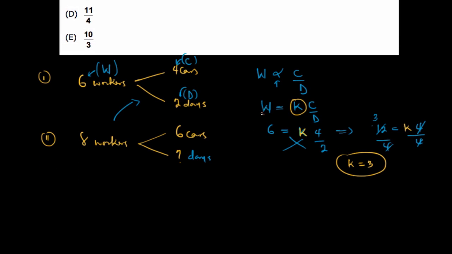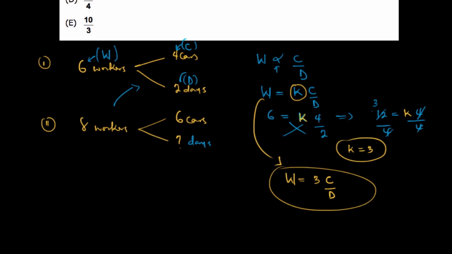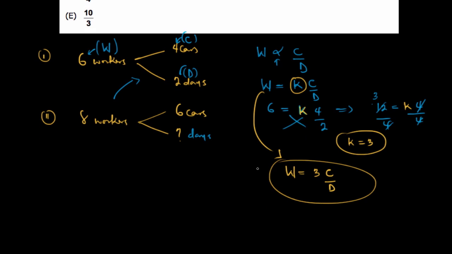So I've been able to establish a relationship between W, C, and D based on the first information I'm given. That is, W equals 3 times C all over D. I'm going to use this model to solve this problem. So let me rewrite it here: W equals 3C all over D. This is what I have.